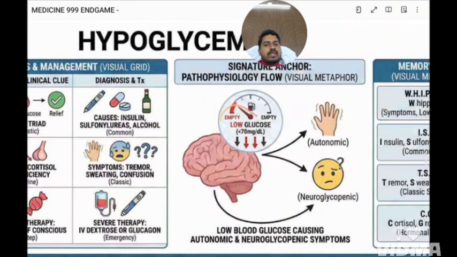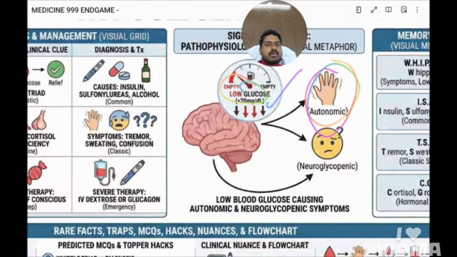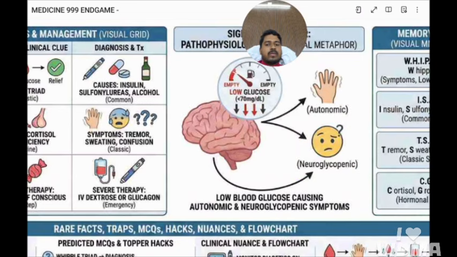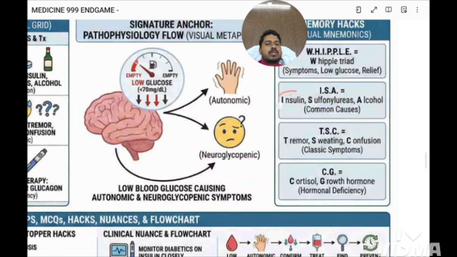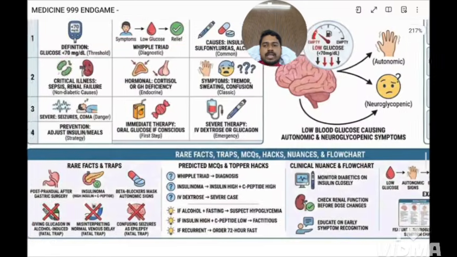Okay, so you can see here low glucose less than 70, autonomic features will come. Okay, sympathetic features. These are neuroglycopenic symptoms. Next, the Whipple triad tells symptoms along with low glucose and relief with glucose supplementation. Then the three common causes you can see here: tremors. These are the symptoms, and these are the hormone deficiencies which can cause it.